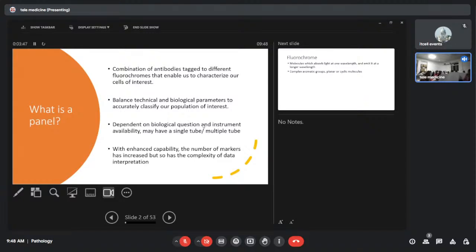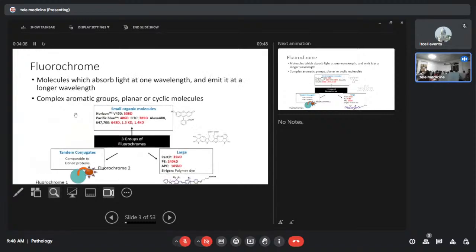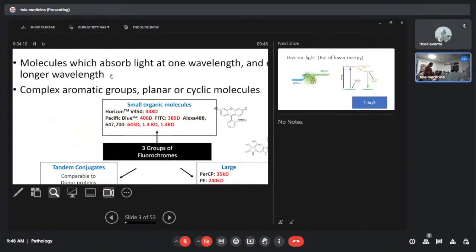Now, say somebody has a 12 color equipment. If you are doing an acute leukemia analysis, maybe the 5 tubes of an acute leukemia in an 8 color setting can be fitted into 3 tubes in a 12 color setting. So it also depends on the number of colors that your equipment has. A fluorochrome, as you've already covered, will absorb at one wavelength and emit at a higher wavelength.